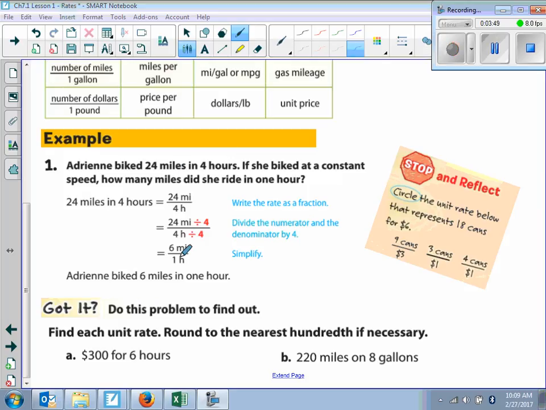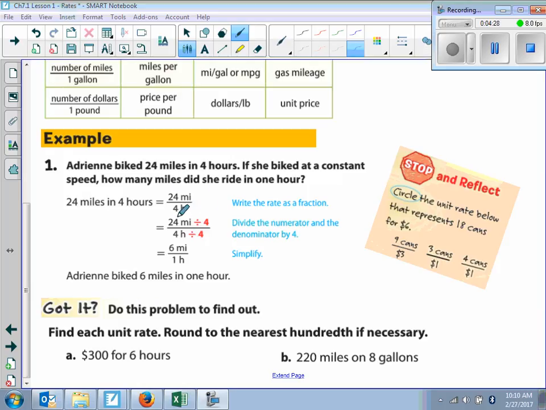So for this example, it says Adrienne biked 24 miles in 4 hours. If she biked at a constant speed, how many miles did she ride in 1 hour? So here it was 24 miles in 4 hours. When you're working with these, you're going to write them as A over B. So you're going to write 24 miles over 4 hours. You must write your units. Okay? Remember, just the same as we did at the beginning of the school year, you writing your units with unit rates is extremely important. If you don't write your units, you'll get points taken off, okay?